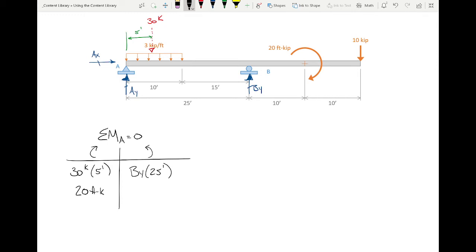Did I forget anything? Did I miss one? Yeah, I missed the 10 kips. On the left side, multiplied by a moment arm of what? There you go.